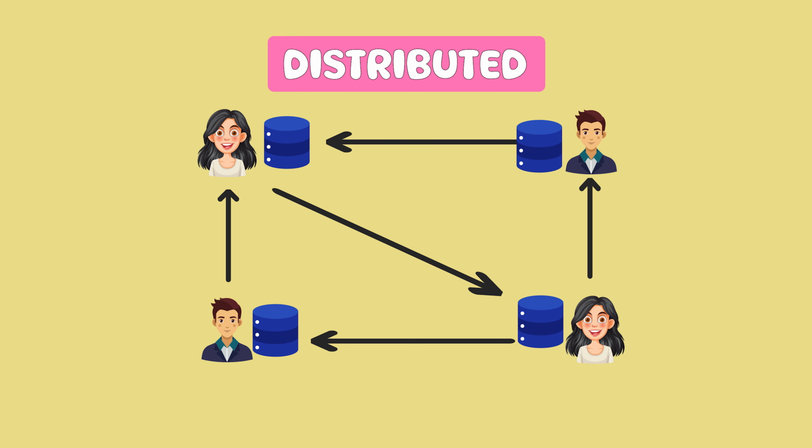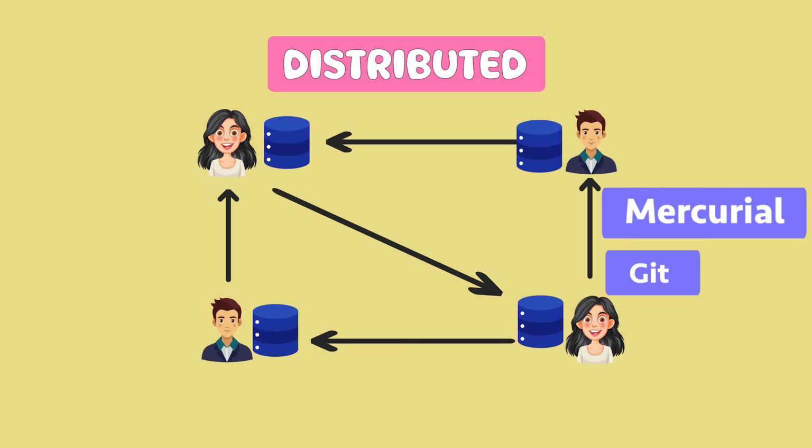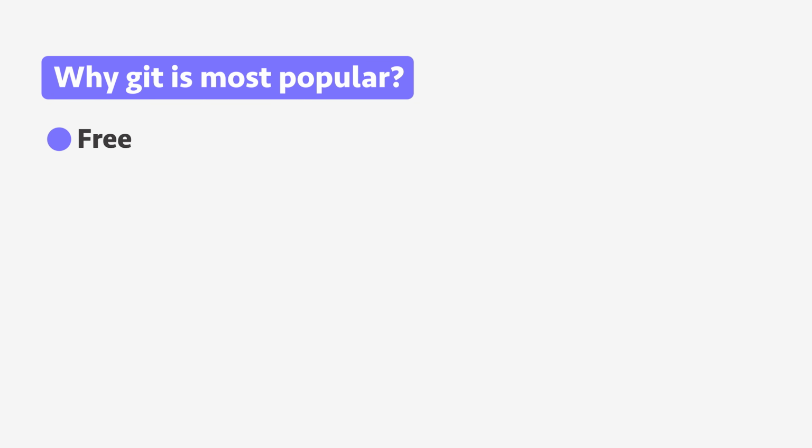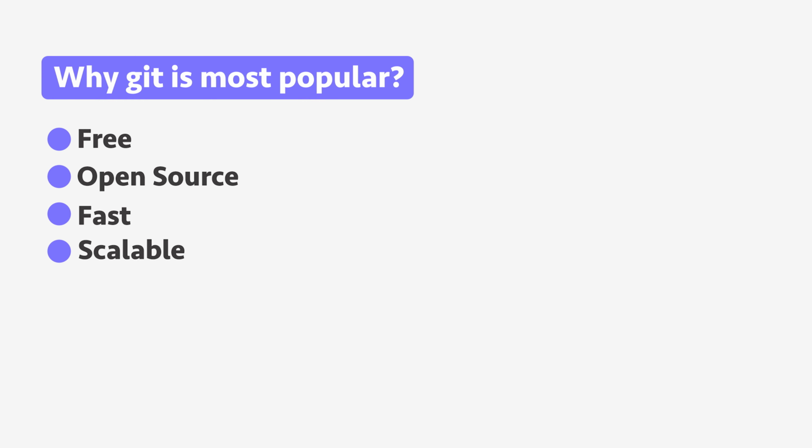On the other hand, in a distributed version control system, each team member has their own complete copy of the project. Changes can be made locally, so we don't have to rely solely on the server. If the server goes offline, we can still sync our work directly with each other. Git and Mercurial are examples of distributed version control systems. Among all of these, Git is the most popular version control system. That's because it's free, open source, super fast, and highly scalable.